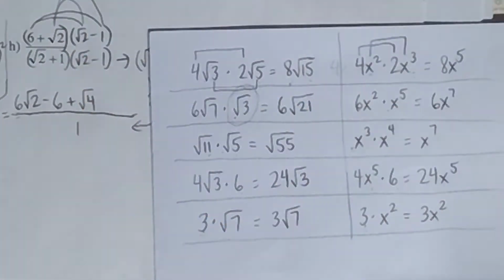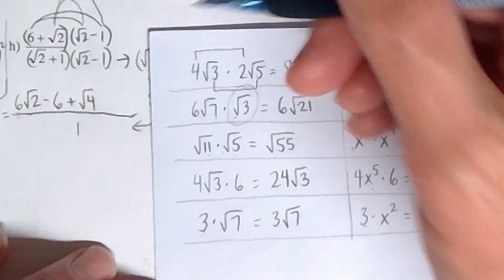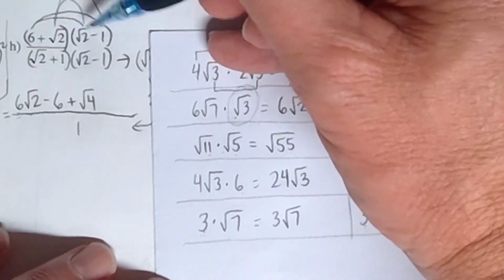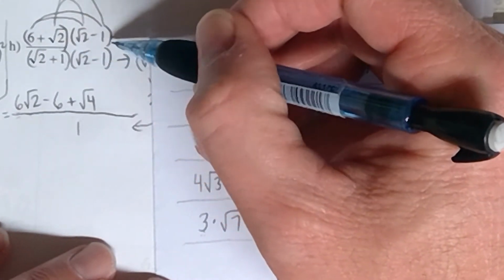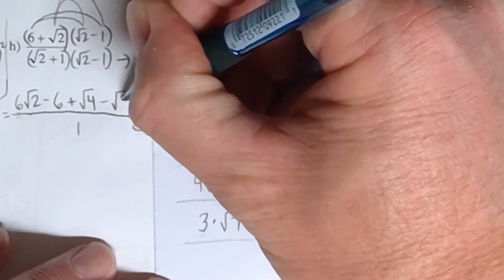Inside times inside gives me square root of 4. Yes, I can simplify that. I'll do that in the next step. And then finally, as we mentioned a few minutes ago, if you've got a term times negative 1, all that does is change the sign of this one right here when you multiply by negative 1. So square root of 2 becomes negative square root of 2.